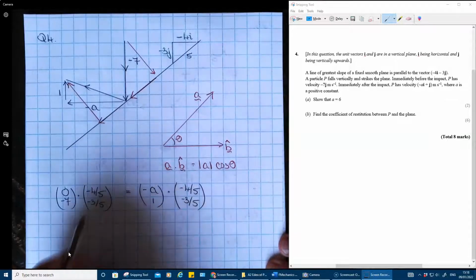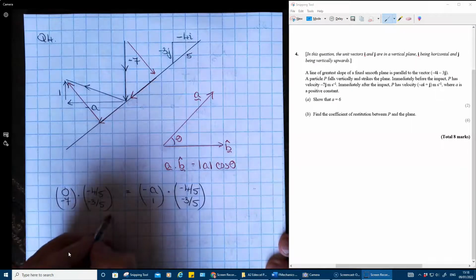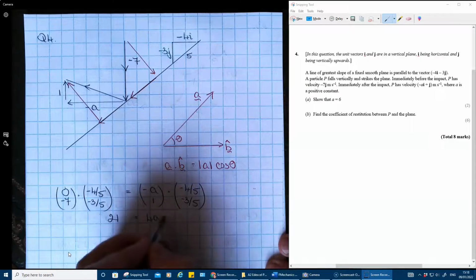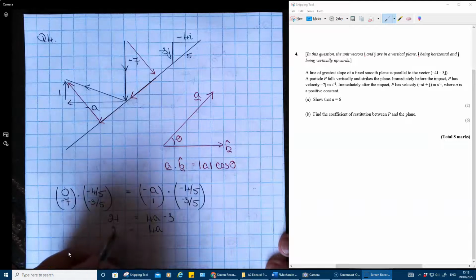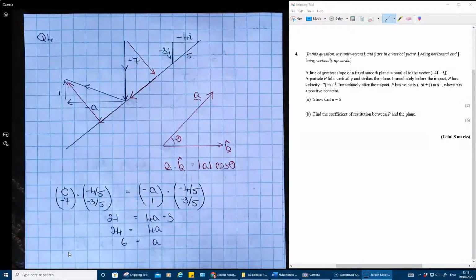I can ignore the fifths because they appear on both sides. That times that is 0. I get 21. Here I get 4a. Here I get minus 3. 4a equals 24. A equals 6.